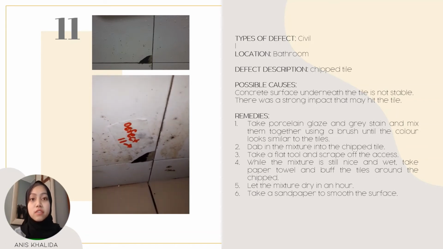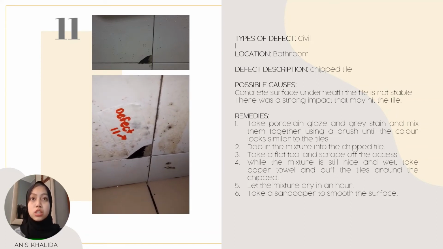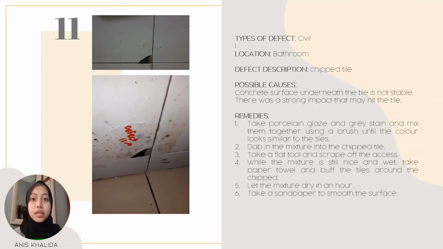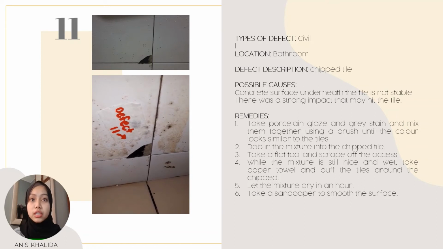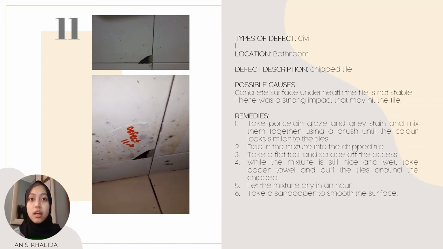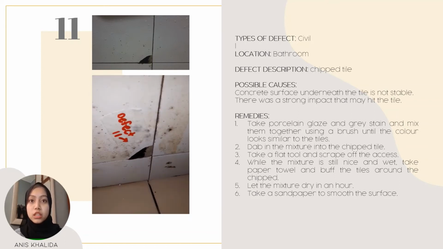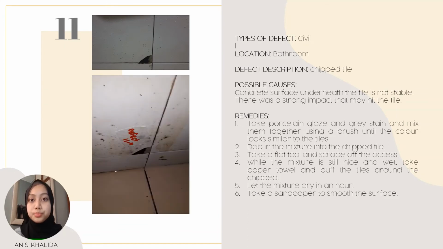The 11th defect is about the chipped tile, which is located in the bathroom. The chipped tile may be caused by the uneven concrete surface underneath the tile, and also maybe from a strong impact that hits the tile.